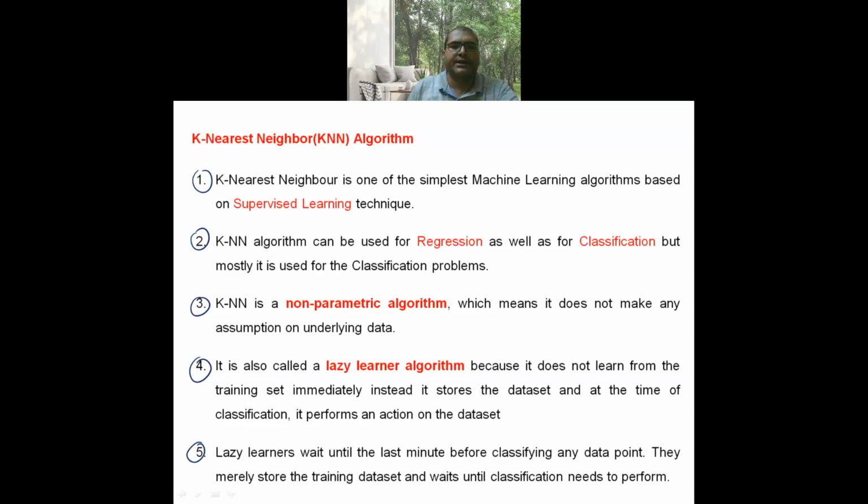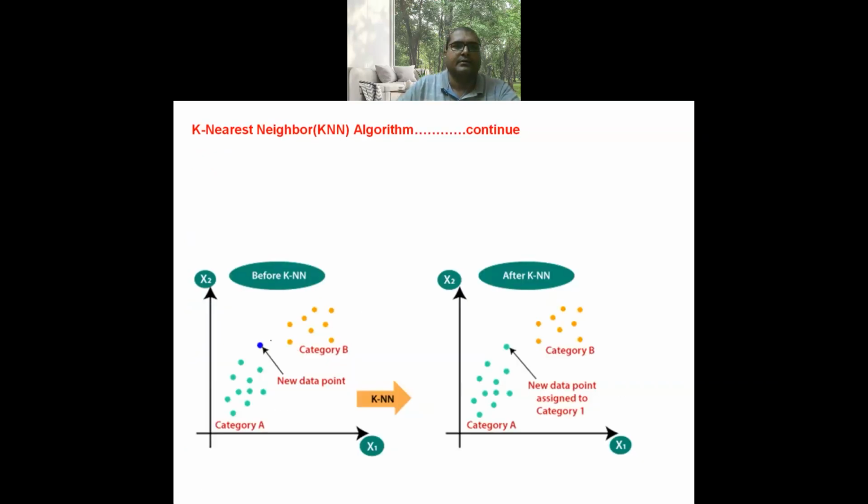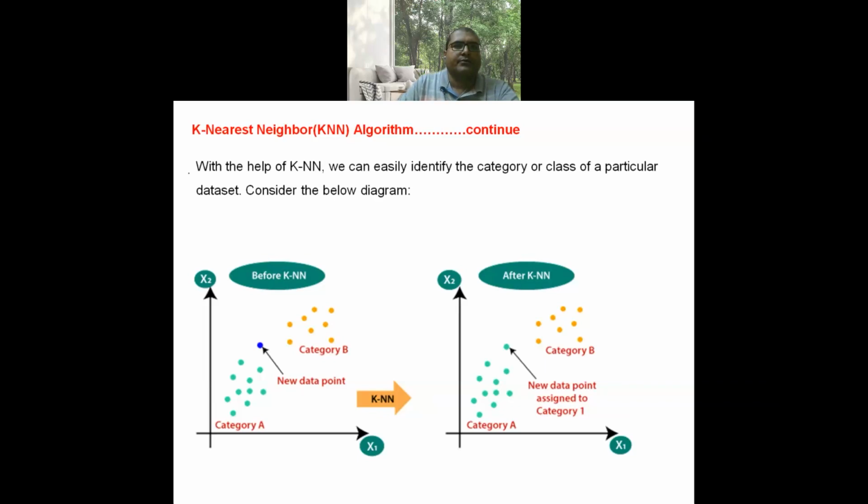Lazy learners wait until the last minute before classifying the data point. They merely store the training dataset and wait until classification needs to be performed. With the help of KNN, we can easily identify the category or class of a particular data point.